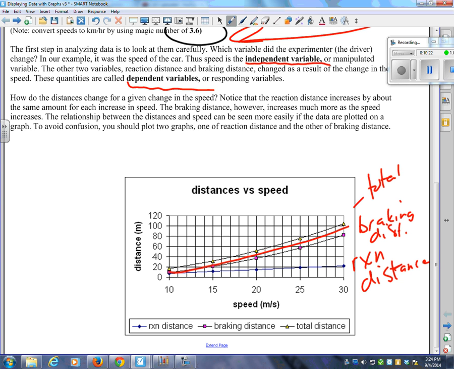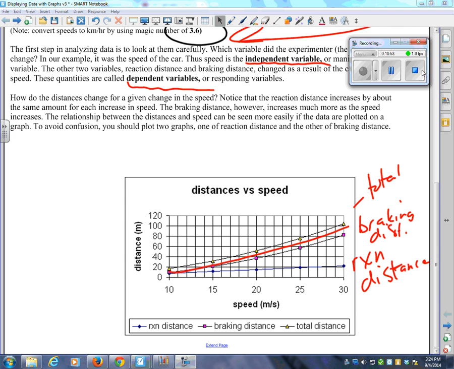Different types of relationships. Would you say that if you go much faster, it's going to take you much longer to stop? Would you say that if you're going twice as fast, it's going to take you twice as far to stop? Maybe not. Can you tell from the graph whether that's true or not? Yes. I'm going to ask that question tomorrow. Your job for tomorrow is, I'm going to ask you the question tomorrow. If I'm going twice as fast, does it take twice as far to stop? Have a look at the graph, figure that out. I'll give you the answer tomorrow.